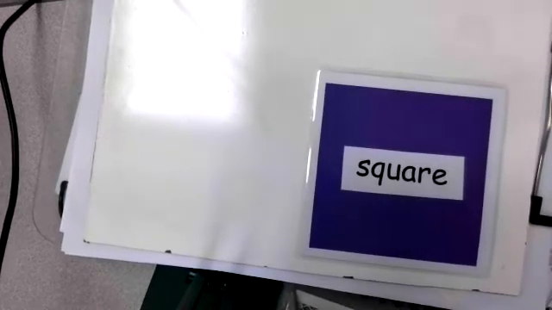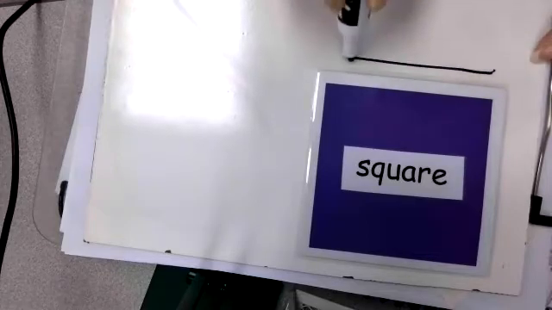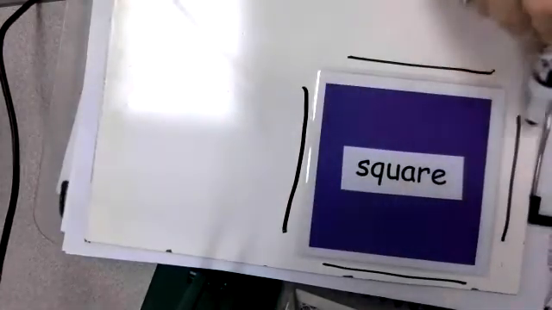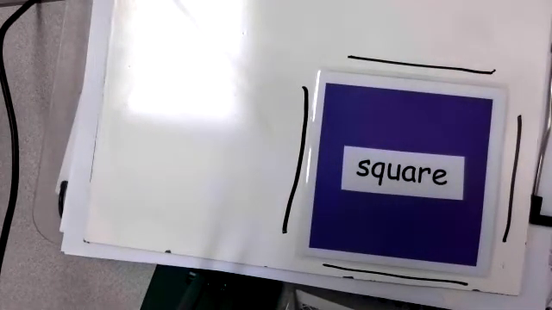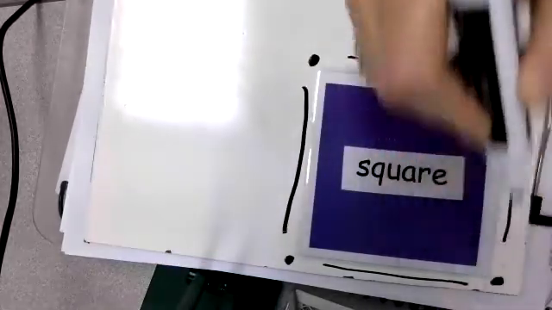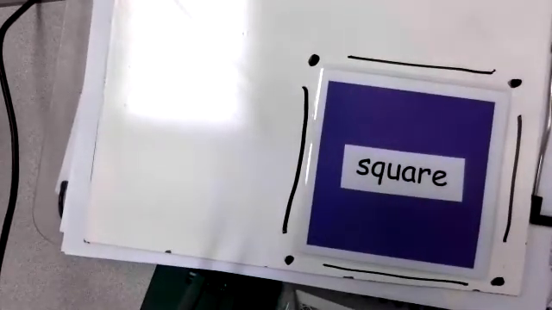Let's try this shape. What shape did Ms. Hamilton put on my board now? It is a square. How many sides does a square have? Let's count them. 1, 2, 3, 4. 4 sides. And how many corners does a square have? Let's count those too. 1, 2, 3, 4. So a square has 4 sides and 4 corners.